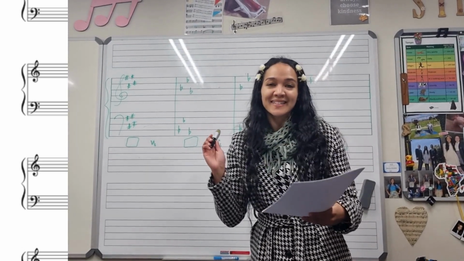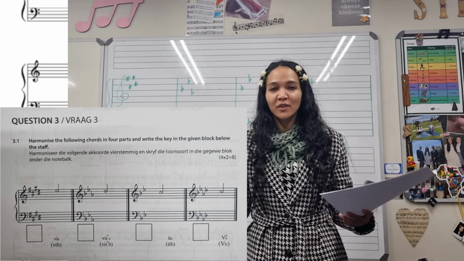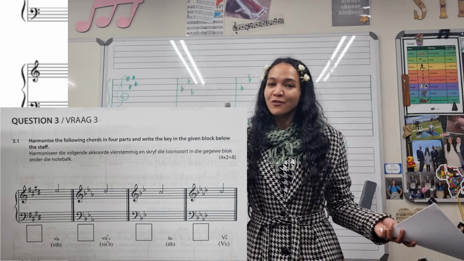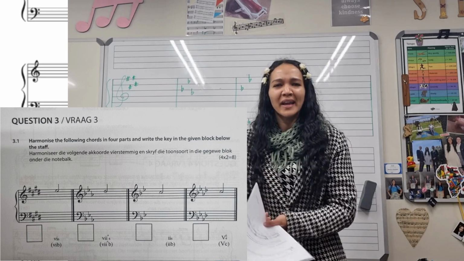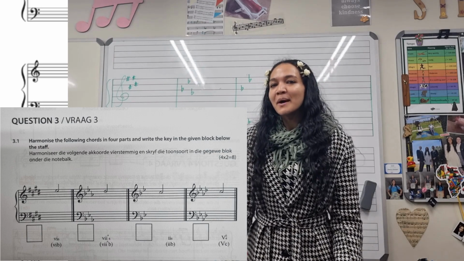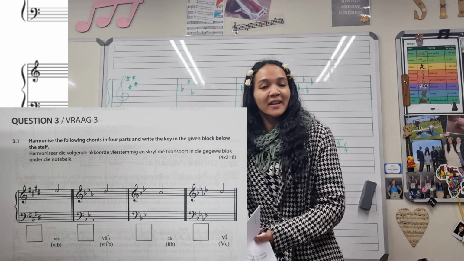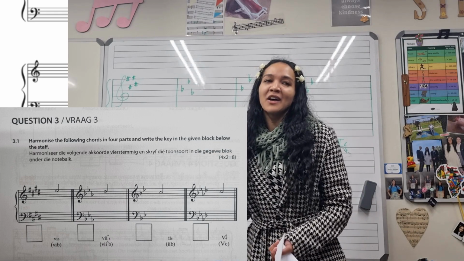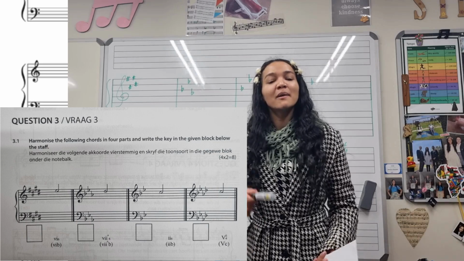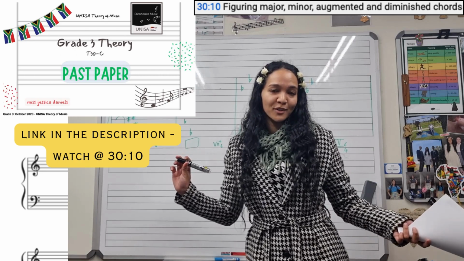Question 3.1 says, harmonize the following chords in 4 parts and then write the key in the given block below the staff. So I love these questions. We are finally writing in 4 parts, in inversions, on any degree of the scale, and that is very lovely. Now, of course, by the time we get to this, we have to know how all our chords are figured in a major key as well as a minor key. So I have explained, revised this in my previous grade 3 UNISA Theory of Music video for the October 2023 paper.